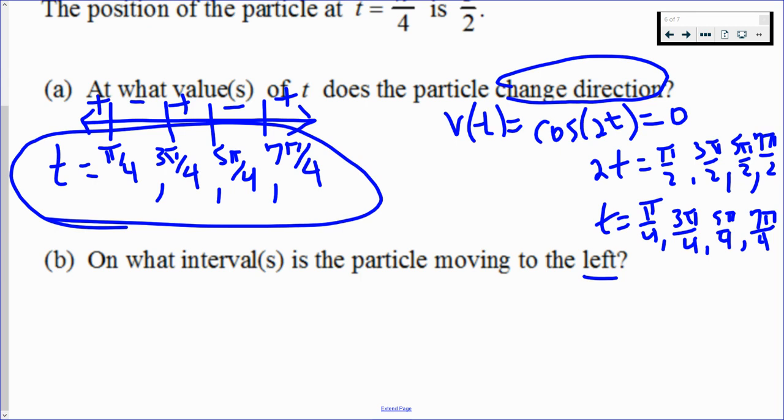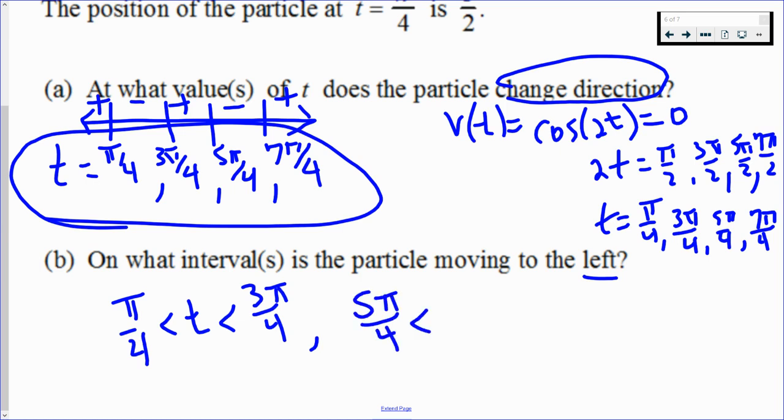This number line had to do with velocity, so velocity is negative between pi over 4 and 3 pi over 4, and between 5 pi over 4 and 7 pi over 4. Okay, so we were looking there for where velocity was negative.